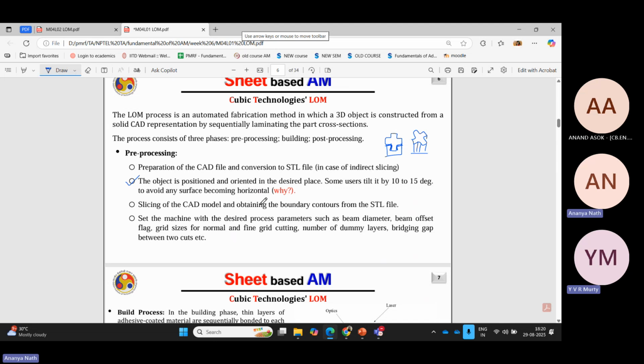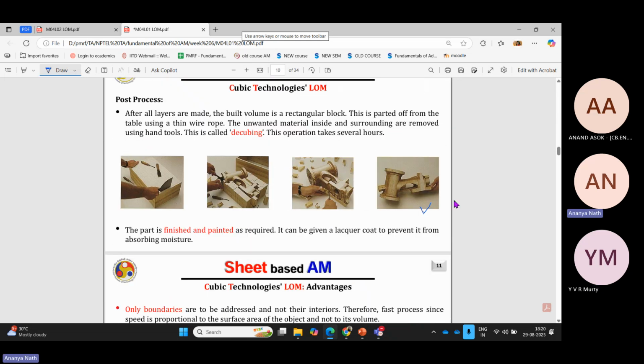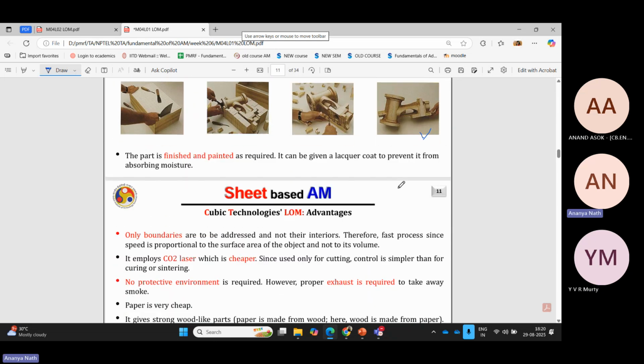It means the face of the part is not perpendicular to the vertical. So this is the thing. Now, after decubing, your part is ready to use.